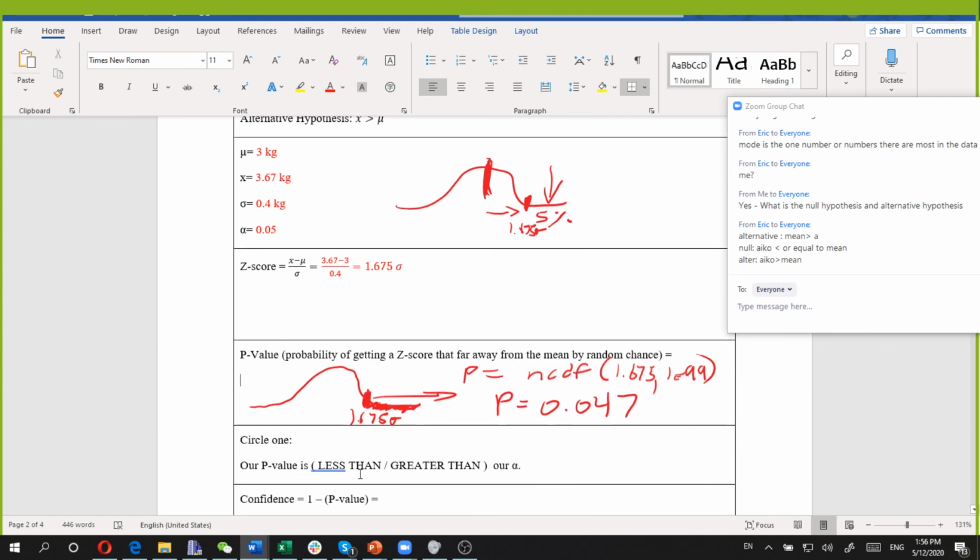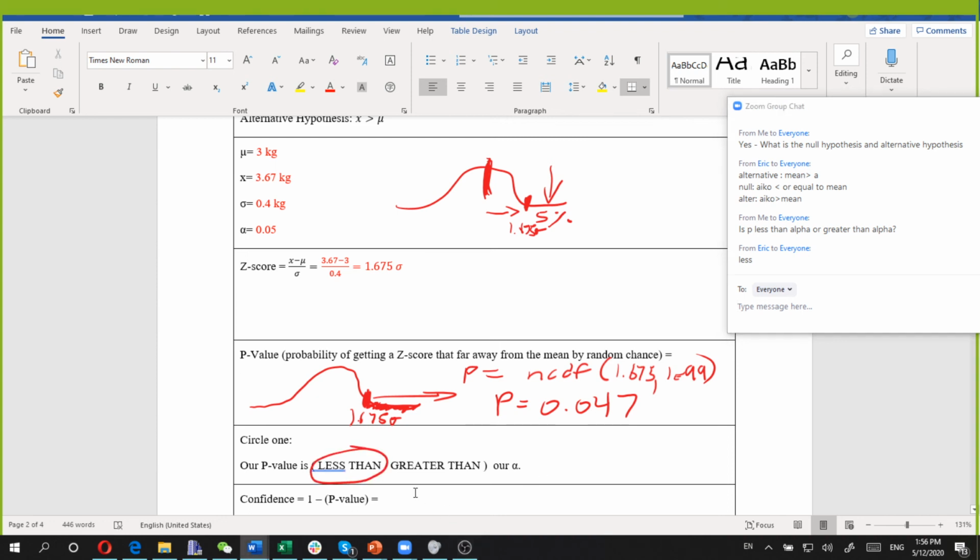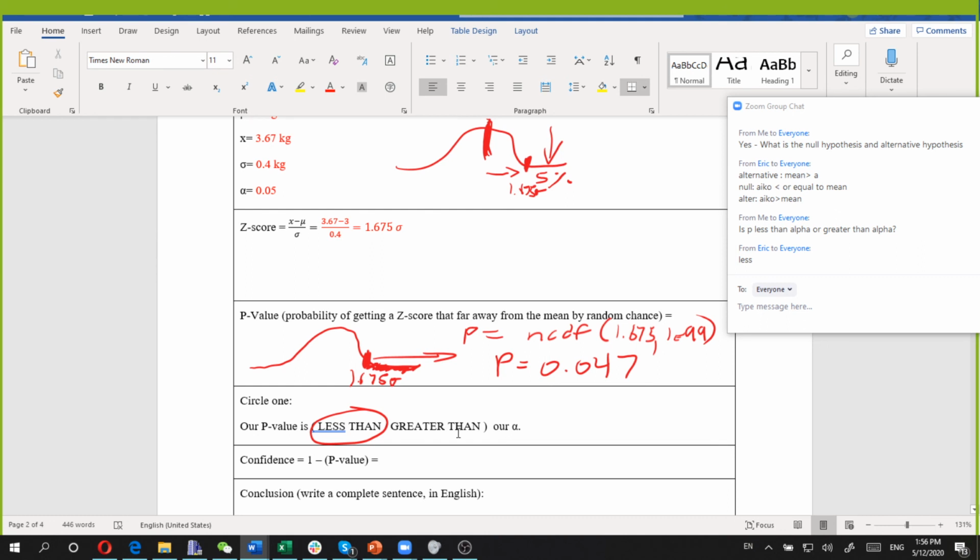Okay, so is P less than or greater than alpha, Eric? Okay, our P is less than alpha. How confident can we be that ICO is unusually massive? Kyle? Okay, 0.953, or 95.3% confident.